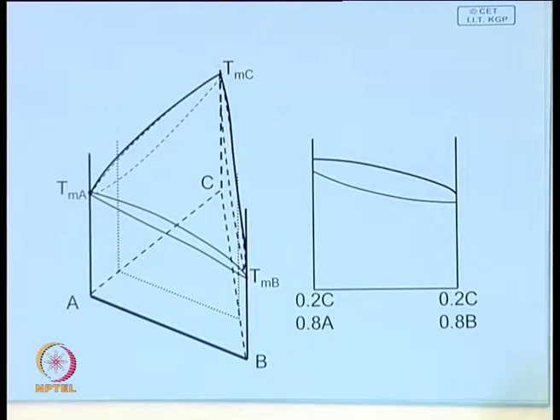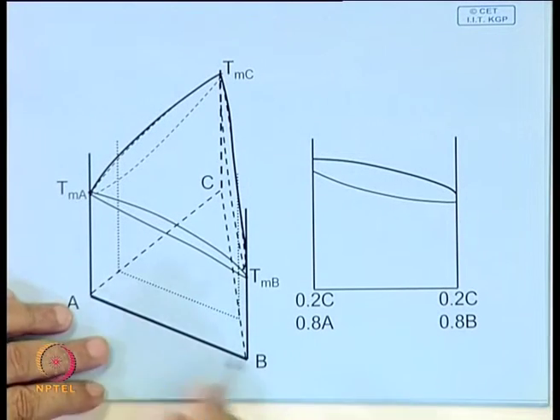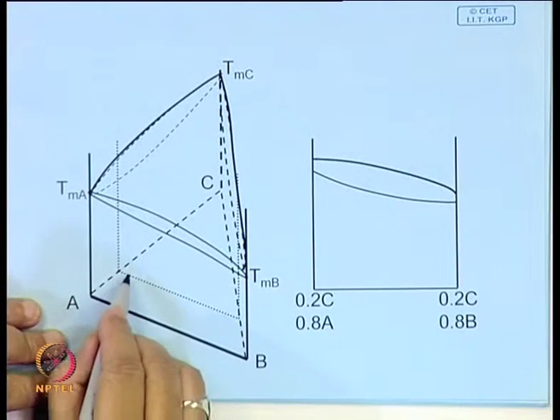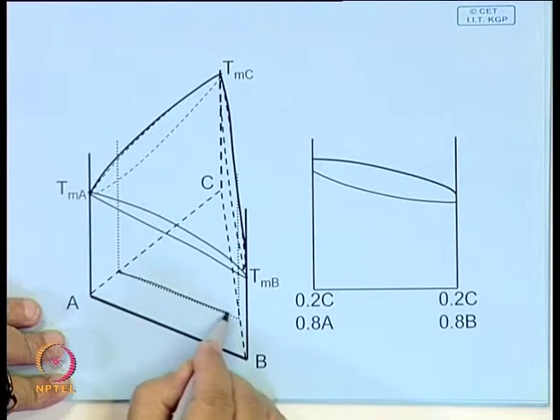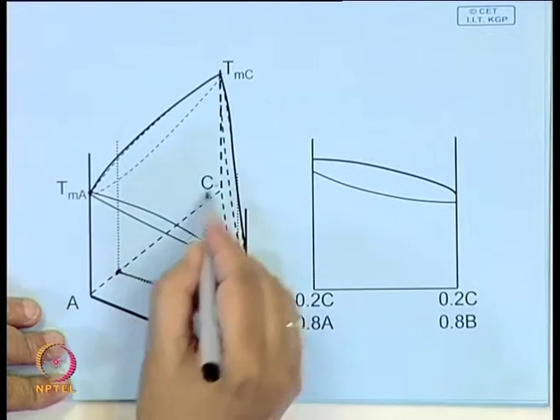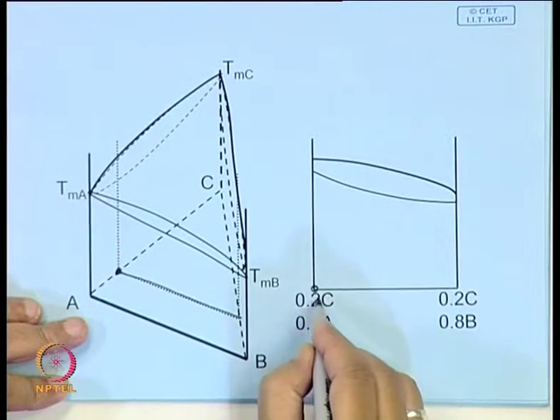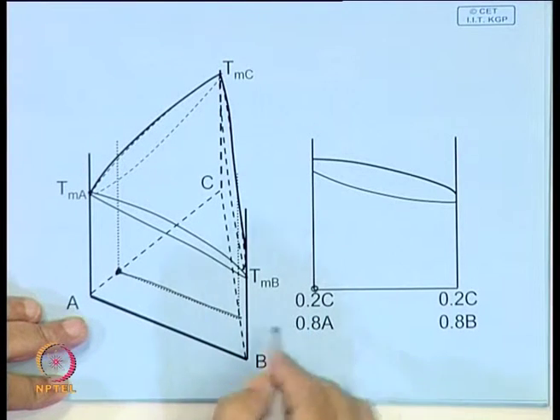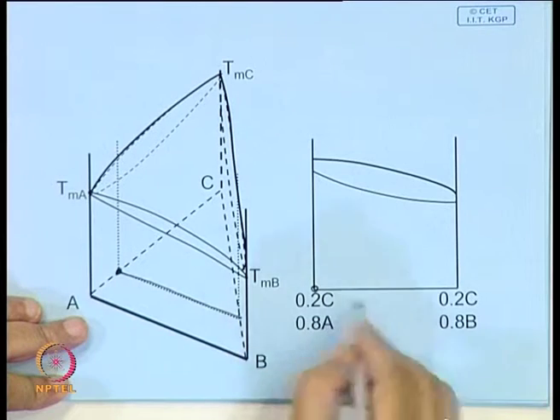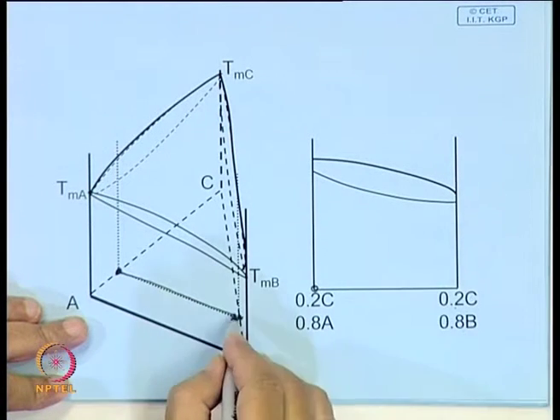Next, let us extend this and see how the vertical section will look. In this diagram, think about a vertical plane which intersects the composition AC at this point, which is, let us say, 20% C, 80% A. Similarly, this point is, let us say, 20% C, 80% B.